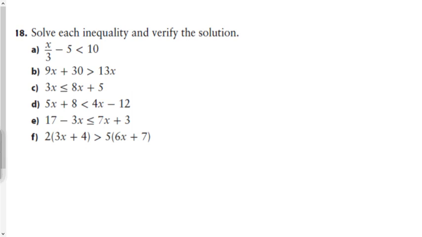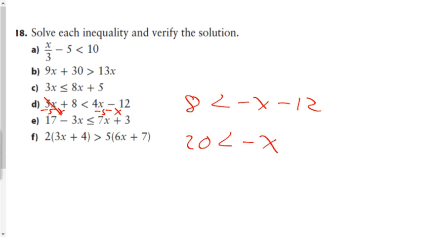Question D. Normally I would subtract 4x from both sides, and that's probably what you should have done. But just for fun, I'm going to subtract 5x from both sides. That's going to leave me with 8 is less than -x minus 12. And then I'm going to add 12 to both sides. I'm going to get 20 is less than -x. And finally, the -1 coefficient means I have to divide both sides by -1. And because I did so, I have to flip my sign. So my solution for this is all values less than -20.